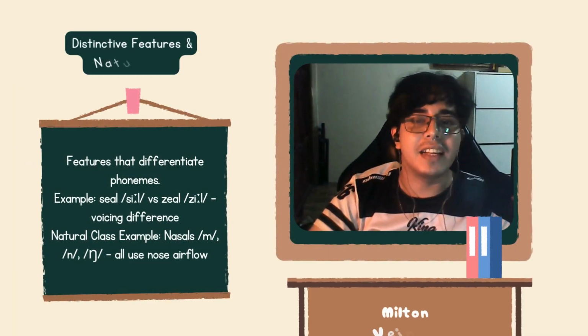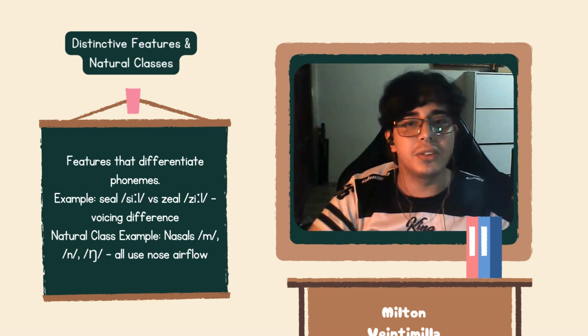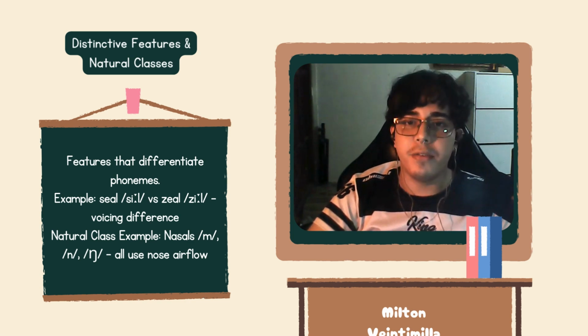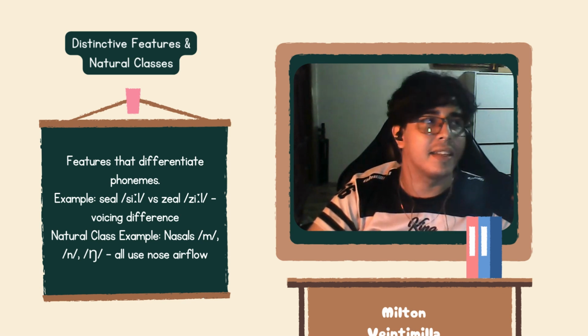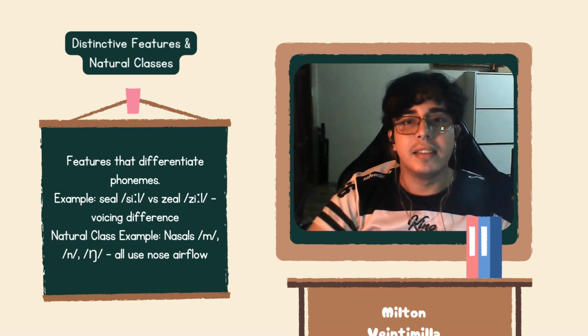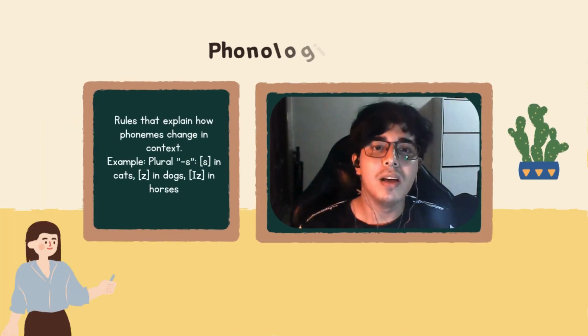Distinctive features and natural classes. These distinctive features help us tell sounds apart. For example, seal and zeal differ by voicing. Natural classes are groups like nasals: m, n, and ng. They all use nasal airflow.